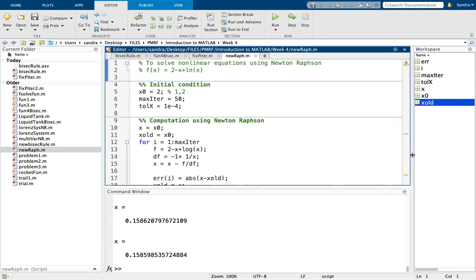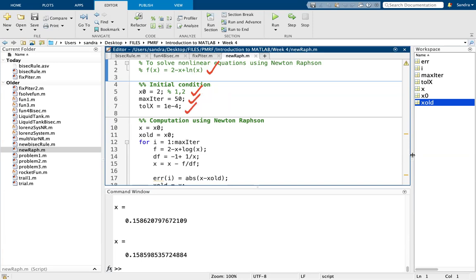This is the code. This is the function I'm trying to solve for, that is 2 minus x plus ln x. I'm starting with an initial condition x0 equal to 2. I can start with any condition, right now I'm just taking x0 equal to 2. I can run up to a maximum iteration, and I can also keep a tolerance level.